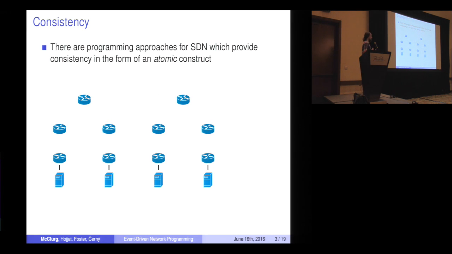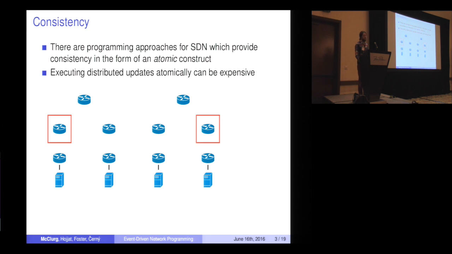So how can we do that? How can we ensure correctness as we're programming in this distributed context? One of the ways that people have done this is to provide consistency in the form of an atomic operation in the network.